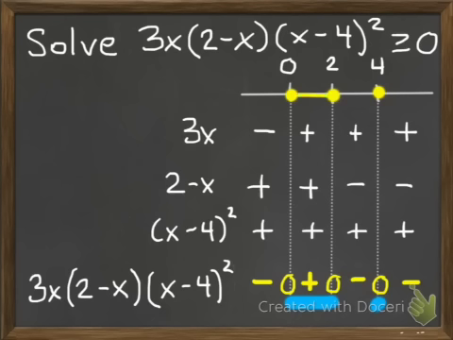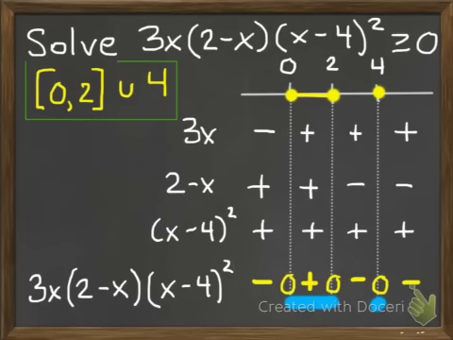If we want to write that solution in interval notation, we would write from 0 up to 2, including the endpoints, and then we also have to include the value x equals 4. We're done.